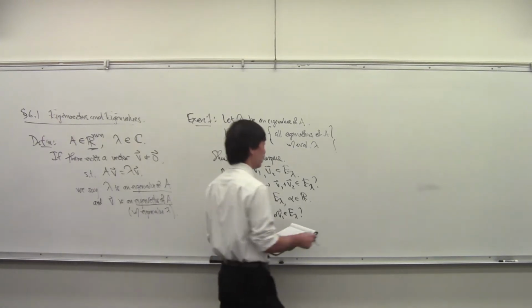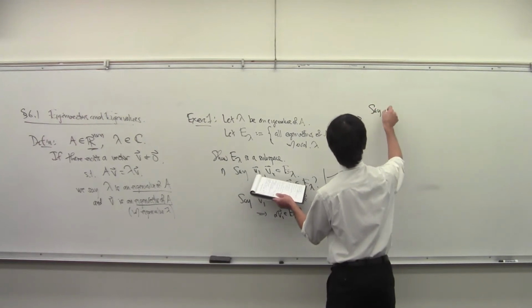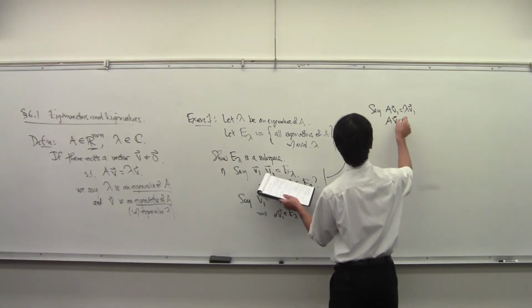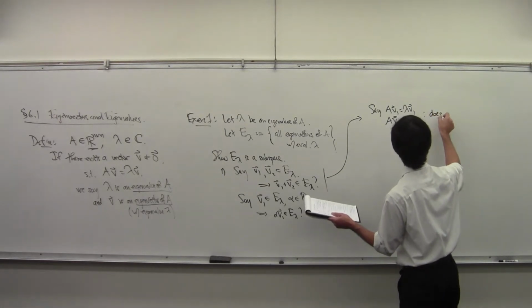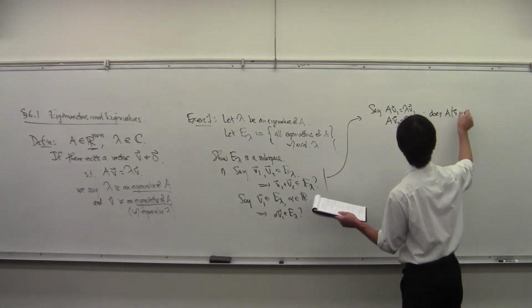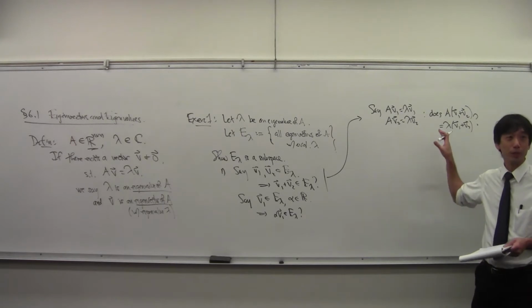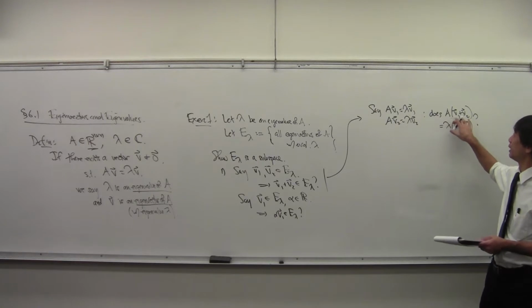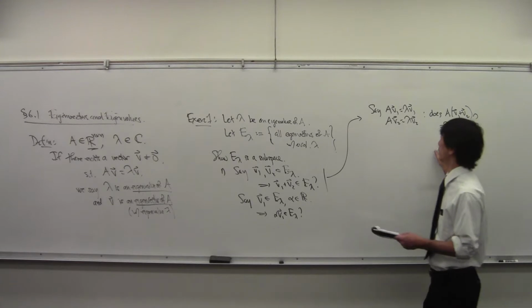Because this first part, what we're saying is that, say that A v1 equals lambda v1, and that A v2 equals lambda v2. Does A(v1 plus v2) equal lambda (v1 plus v2)? Of course that's true, by linearity. When you're multiplying A times v1 plus v2, that's A v1 plus A v2. So that's the end of that.